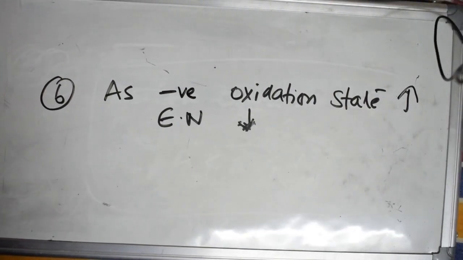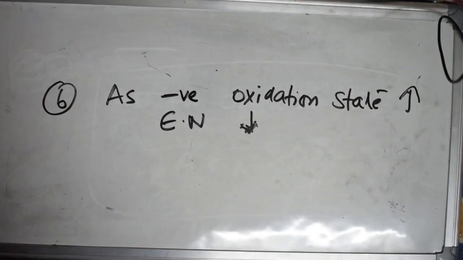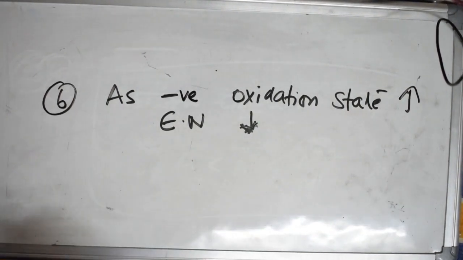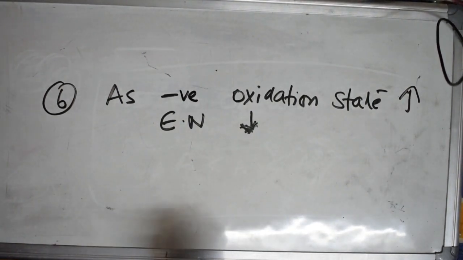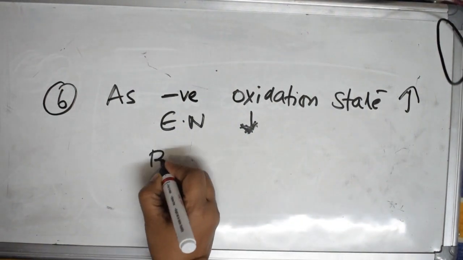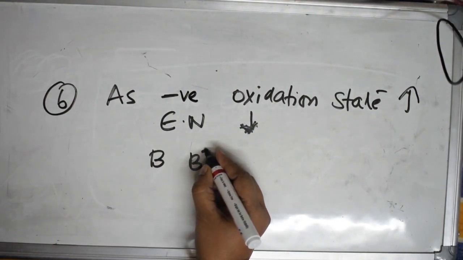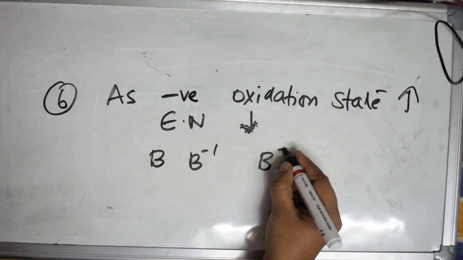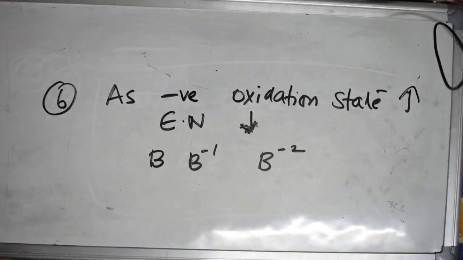So let me move my board a little bit this side. Okay, so as the negative oxidation state increases, the electronegativity decreases. How can I take an example for this? Suppose I have now B-1, B-2, one particular negative oxidation state element.